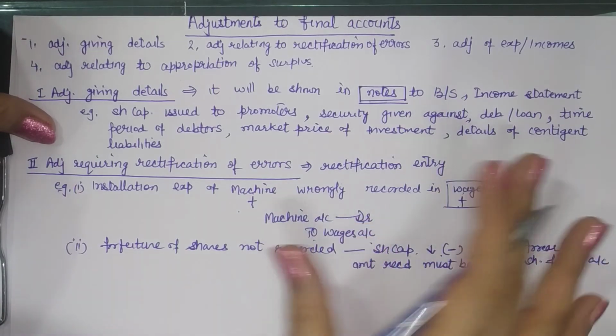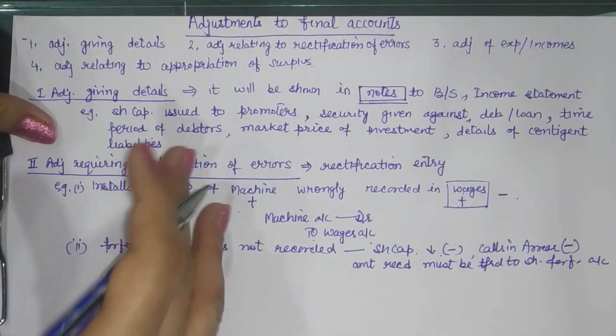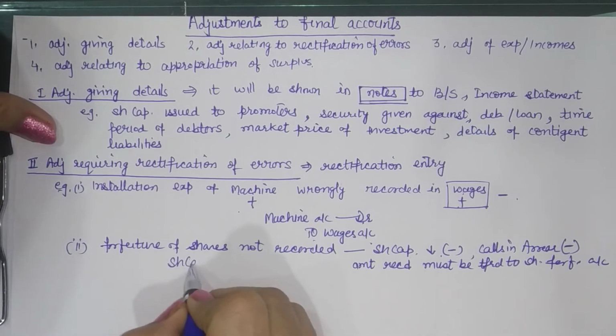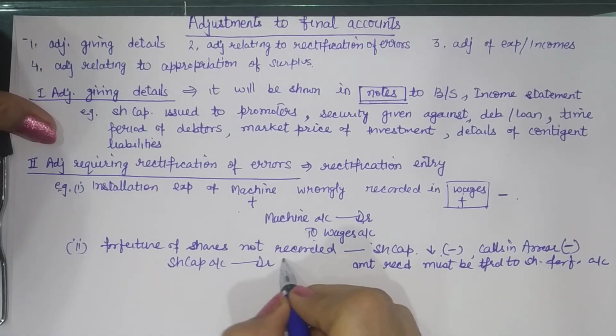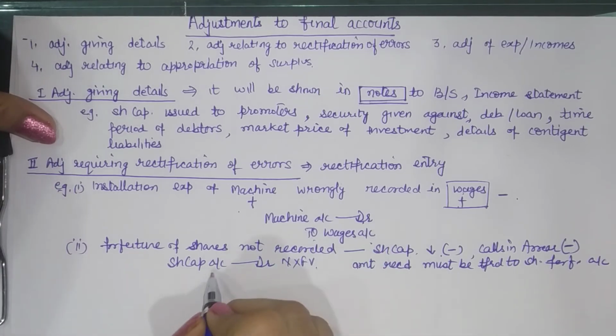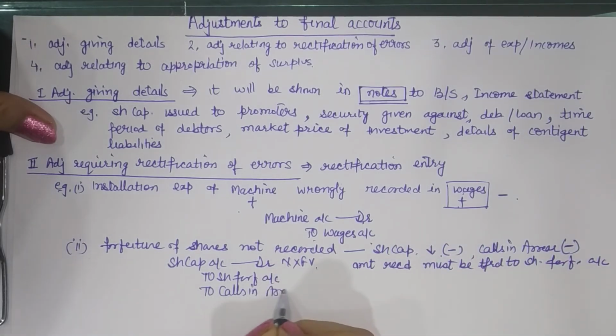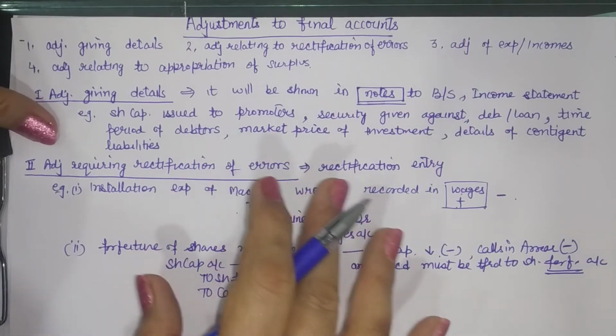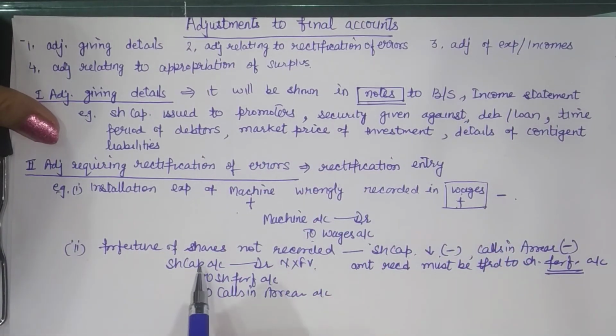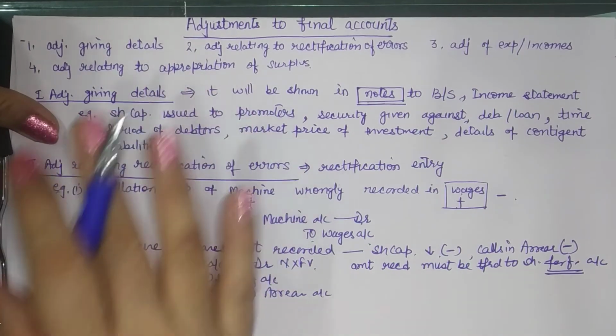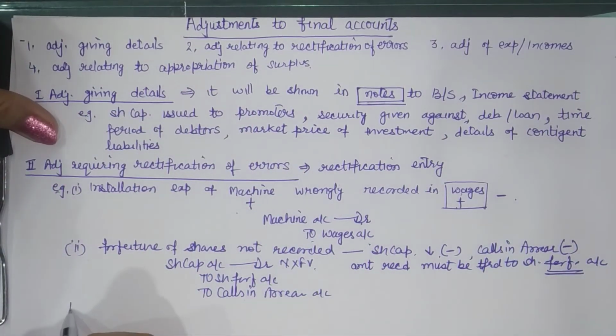So your journal entry, which you usually pass, as you have done in the first chapter for forfeiture of shares: share capital account debit with the number of shares into called up value, to share forfeiture account, the amount received which will be forfeited, and to calls in arrear account, that is, the arrears will be cancelled. So the effect will be capital is reducing, calls are cancelled, and the amount that you have received is to be put into a separate account which will be shown in the balance sheet under the heading share capital, right? So this effect will be noted down in the trial balance itself, and then you will work with the balances.